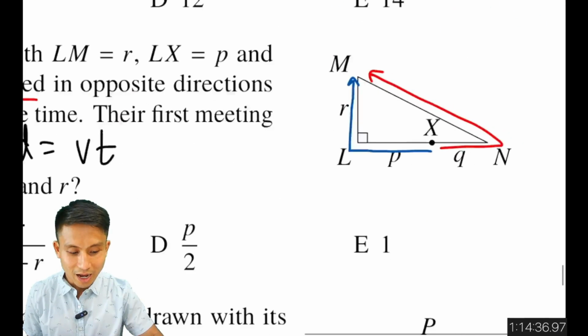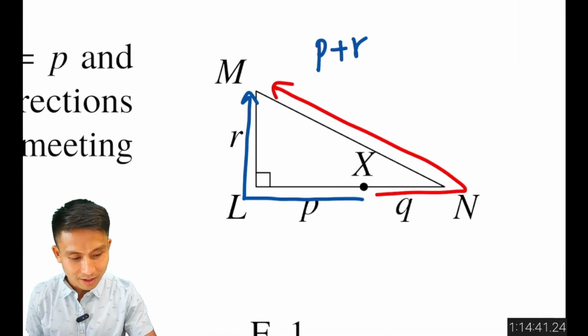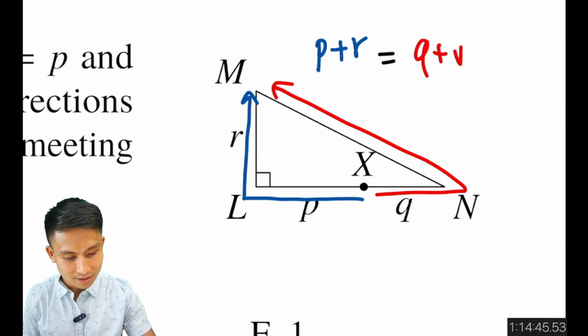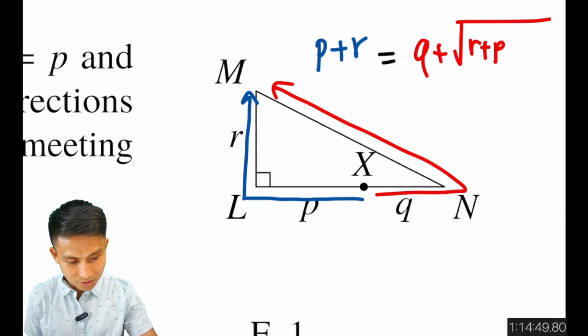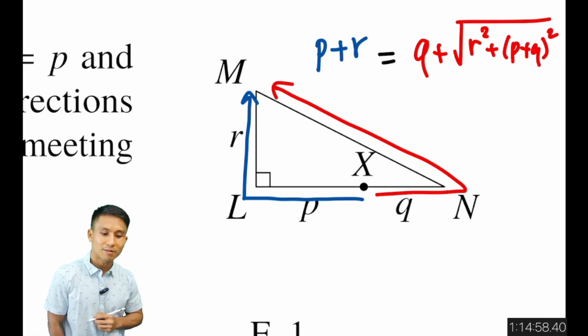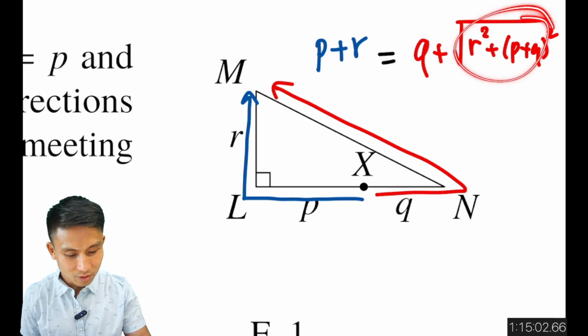Now I'm going to find the length. So the blue path is P plus R, and the red path would be Q plus the square root of, Pythagoras here, R plus P squared. Hang on, no. It's just R squared plus (P plus Q) squared, like that. Yeah, Pythagoras. So this one is just Q here, and in the square root is this one.